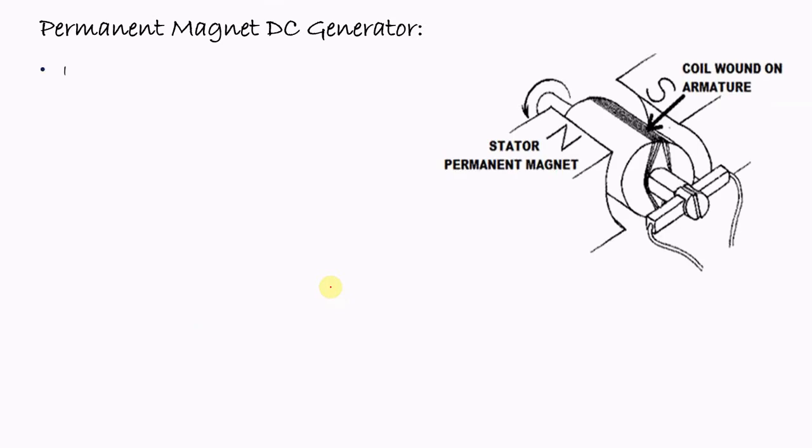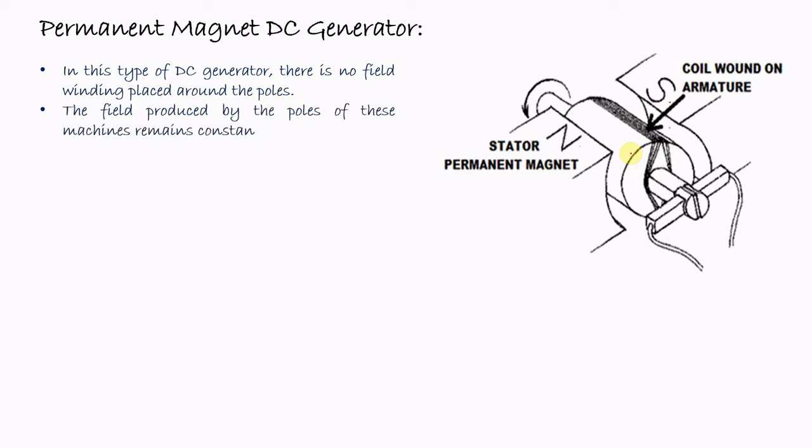First is the permanent magnet DC generator. In this type of DC generator, there is no field winding placed around the poles. When permanent magnets are used for establishing the flux in the magnetic circuit, the generator is known as a permanent magnet generator. Here in the figure, we can see that a permanent magnet is used. One is the north pole, another is the south pole. So the magnetic field that is produced will always be constant. And within this magnetic field, when the rotor rotates, then according to Faraday's law of electromagnetic induction, the EMF will be induced.